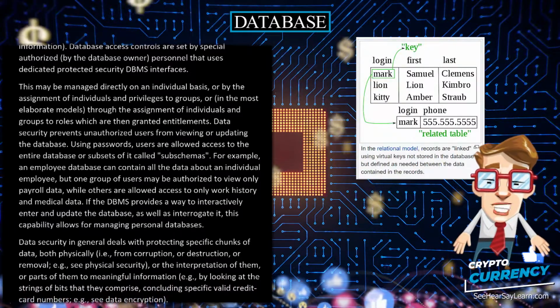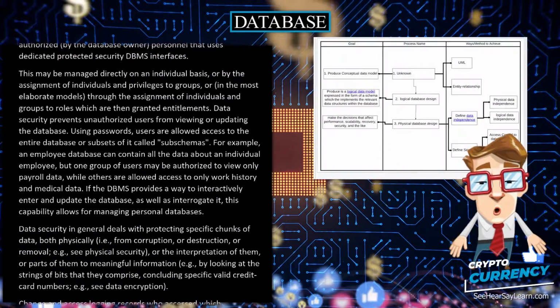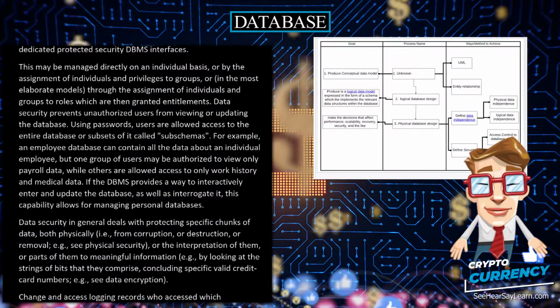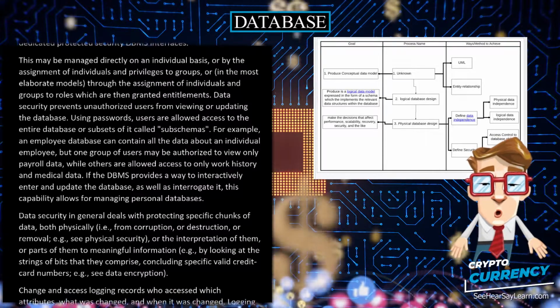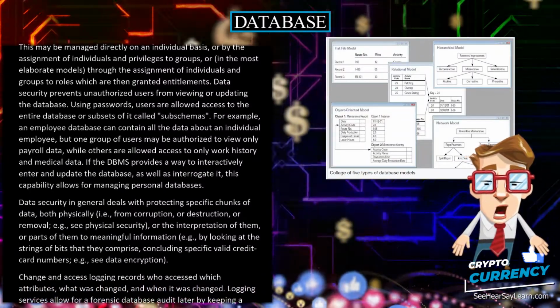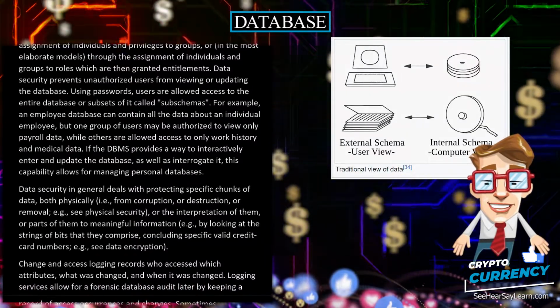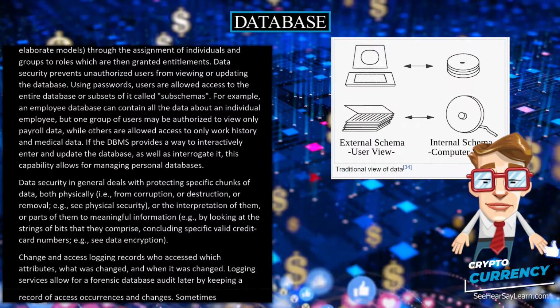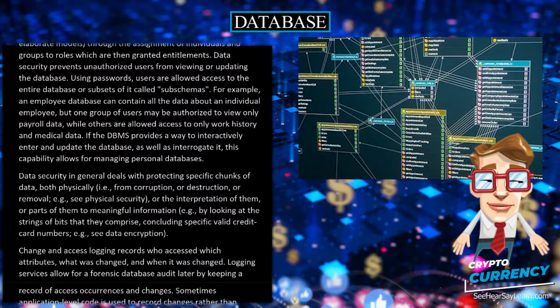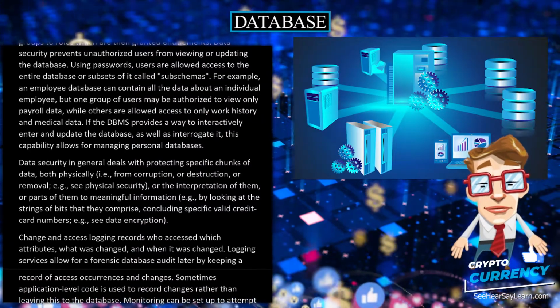Data security in general deals with protecting specific chunks of data, both physically, i.e., from corruption, or destruction, or removal, for example, see physical security, or the interpretation of them, or parts of them, to meaningful information, e.g., by looking at the strings of bits that they comprise, concluding specific valid credit card numbers, for example, see data encryption.